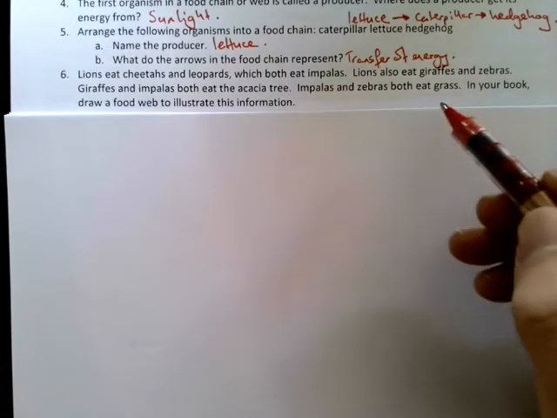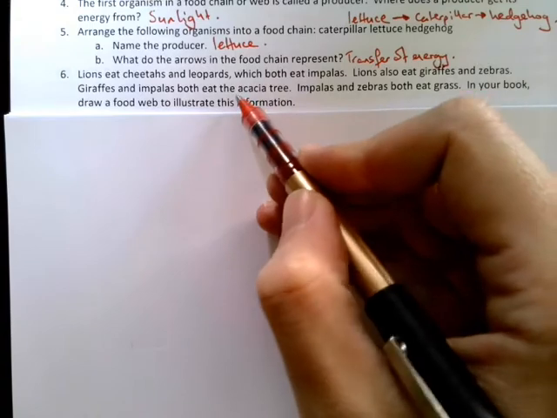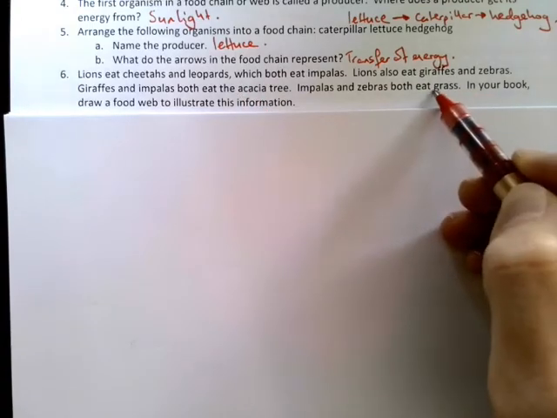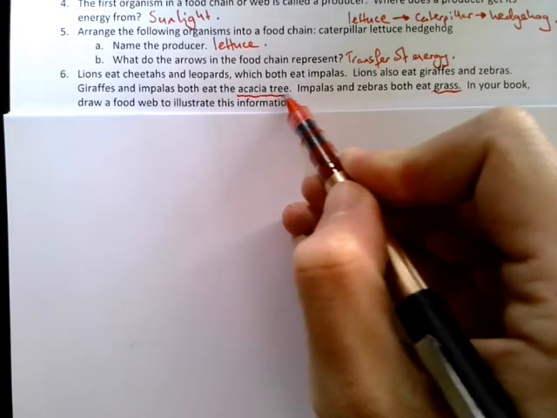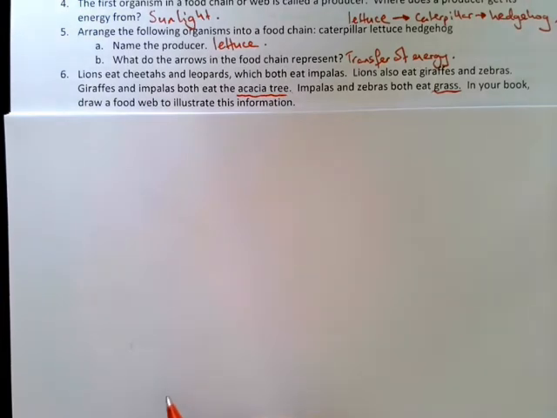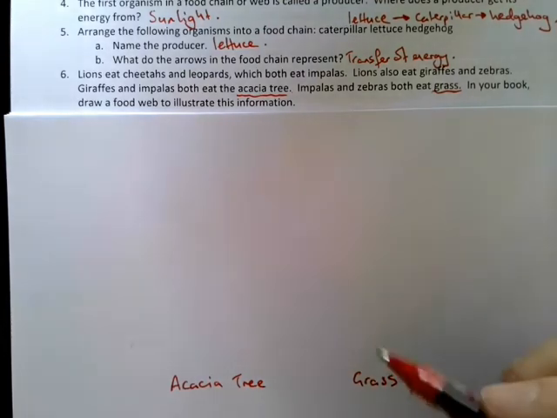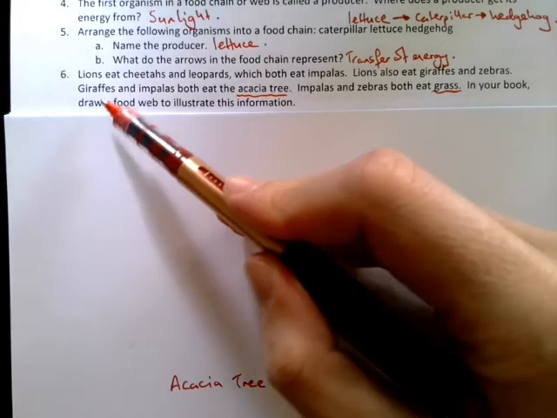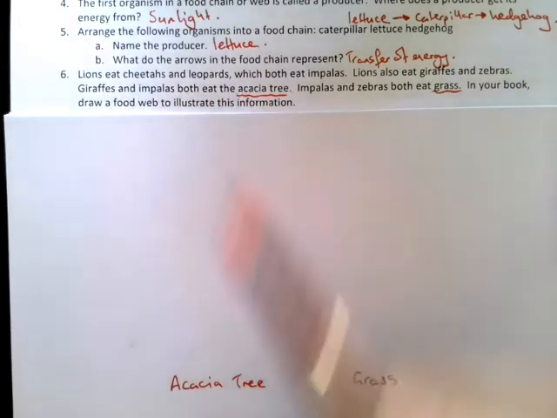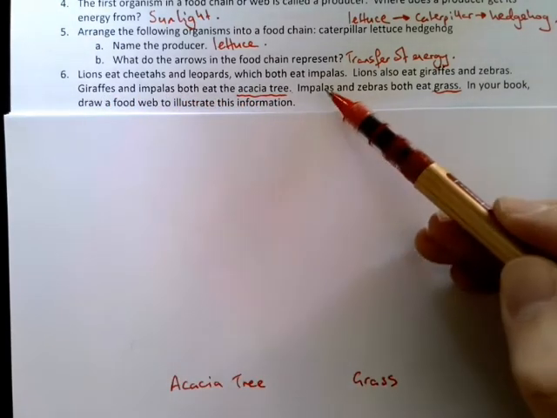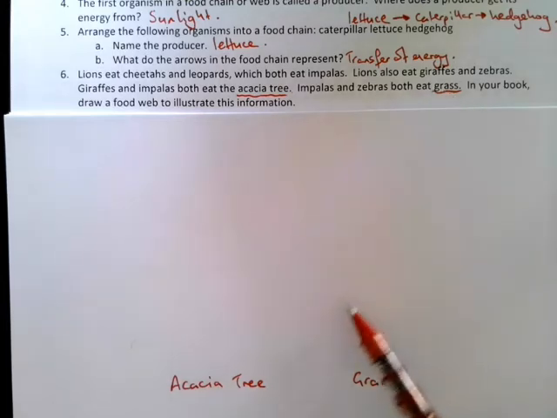So if I look at this, what producers do I have? Well, I've got grass, that's a producer, and I've got the acacia tree, that's a producer. So if I start with those, acacia tree and grass. Now it's okay if you do yours from left to right. I'm going to do mine from bottom to top. Either way is fine. Now I can see that giraffes and impalas eat the acacia tree, so I need to have giraffes and impalas over here. And impalas and zebras eat grass.